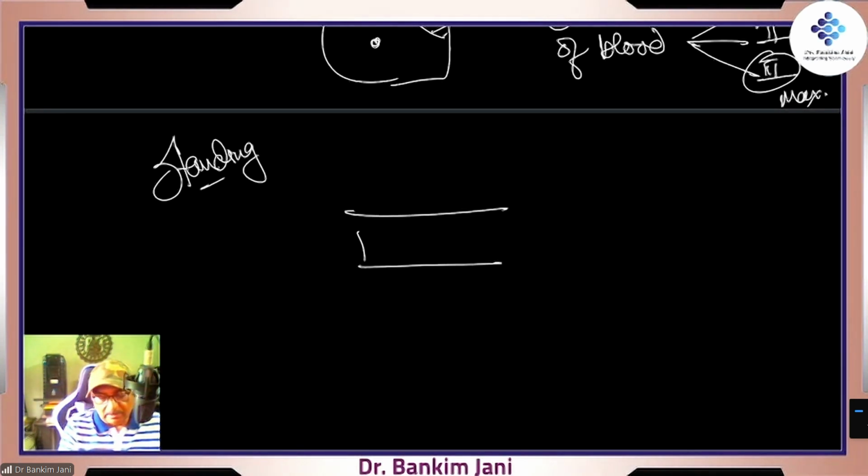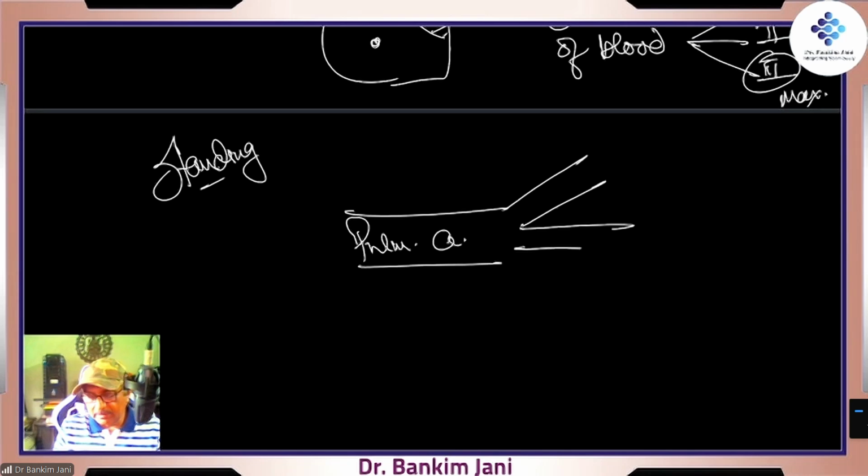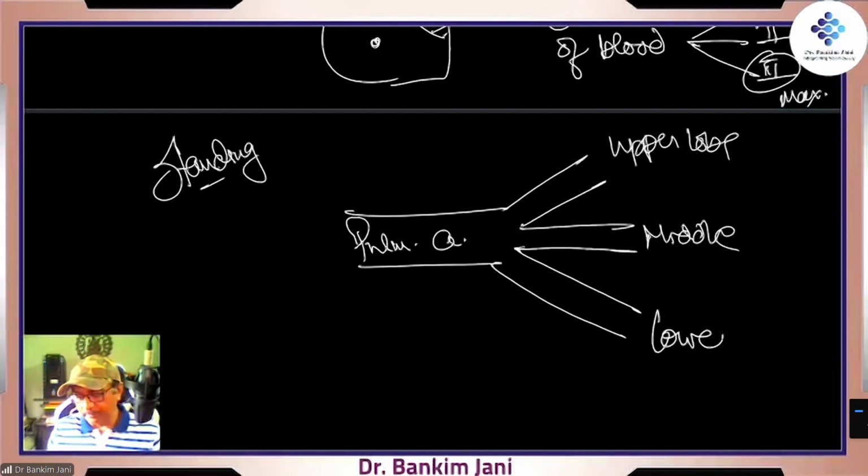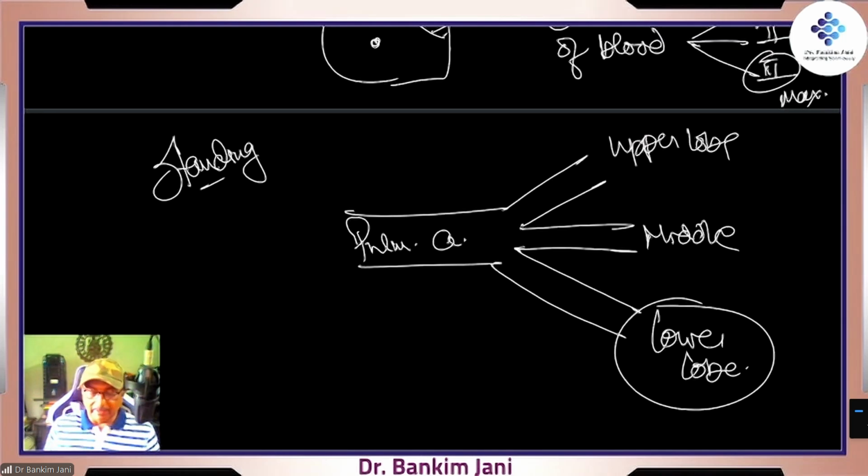Here comes the pulmonary artery. It divides into 3 parts. Let's say this goes to the upper lobe. This goes to the middle. Start with the easiest, the lower lobe. Gravity is there, so straight away the blood will go with no hesitation. So it will be entering the lobe.